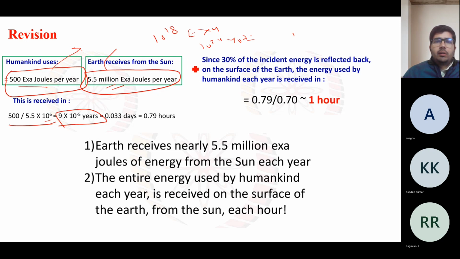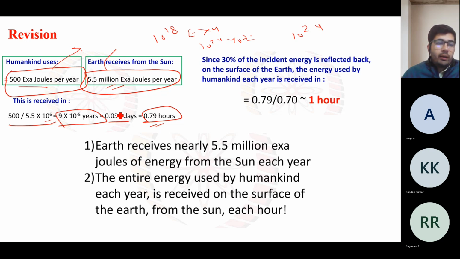Because it was in 10 to the power 24, we have converted it to million and multiplied with 10 to the power 6. So 5.5 into 10 to the power 6, it's coming around 0.033 days or 0.79 hours. So you can see we are receiving the per year energy we are using.